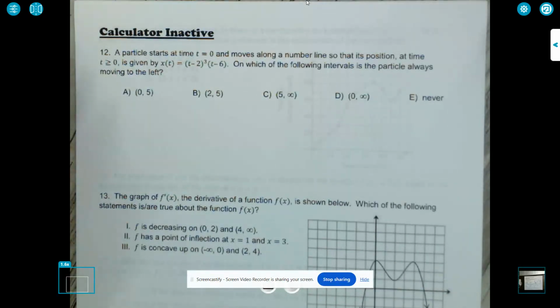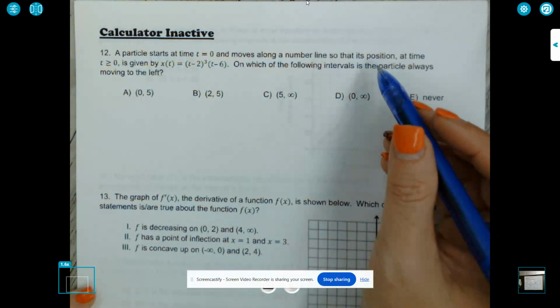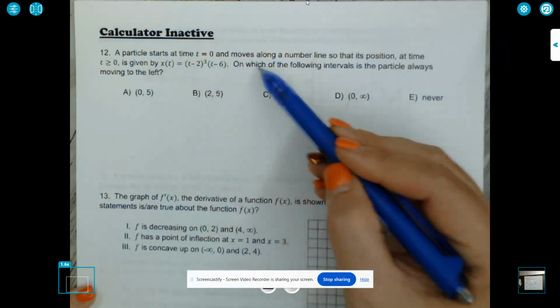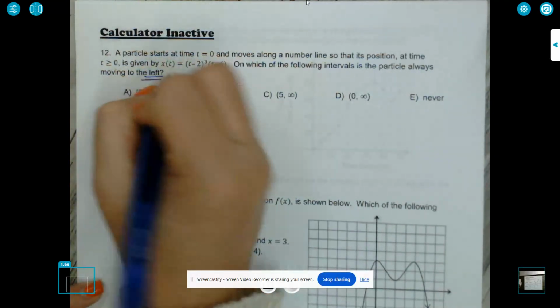Okay, number 12. Now, a couple of ways you could do number 12. You could, in fact, go and distribute all that out, okay? But there's a reason I'm not going to do that. So when we're looking here, a particle starts at time t equals 0 and moves along a number line so that its position at time t, greater than or equal to 0, is given by this function. On which of the following intervals is the particle always moving to the left?